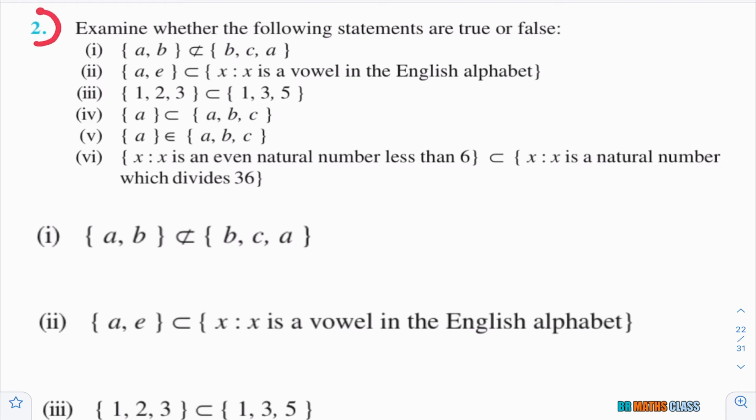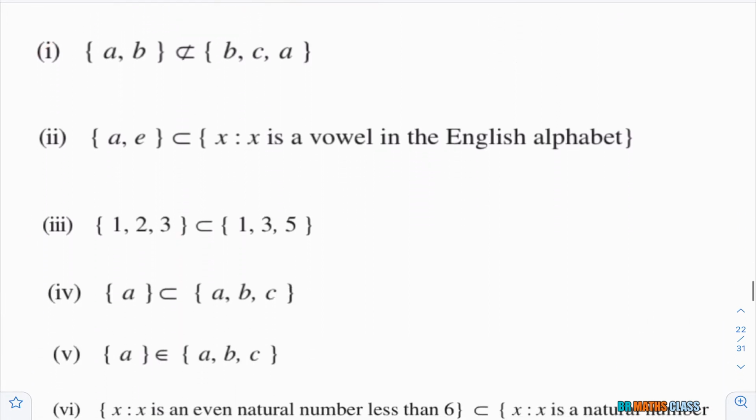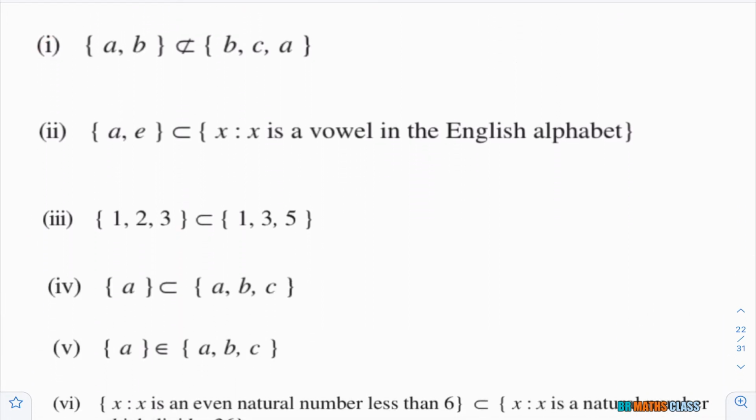You observe the second question, what they are asking. Examine whether the following statements are true or false. You can observe here also subset, not a subset symbols are there. And here belongs symbol. We need to check whether the given statement is true or false. You see this first bit. What is given in this first bit? Not a subset symbol is given here. We need to check whether it is true or false.